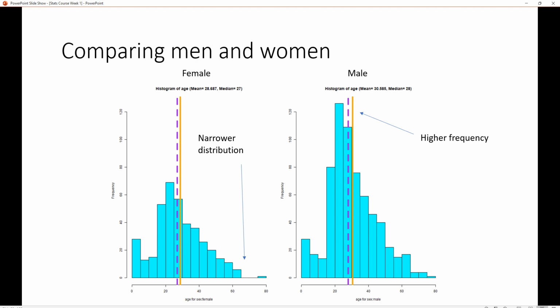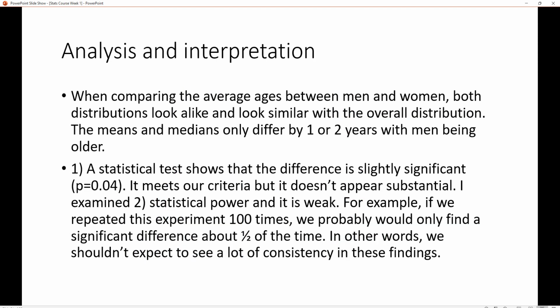So what we'll want to do is analyze the data a little more. And in this slide, here's an analysis and an interpretation. We'll first start on the top with our descriptive statistics and the description of it. When comparing the average ages between men and women, both distributions look alike and look similar with the overall distribution. The means and medians only differ by about 1 or 2 years, with men being older.